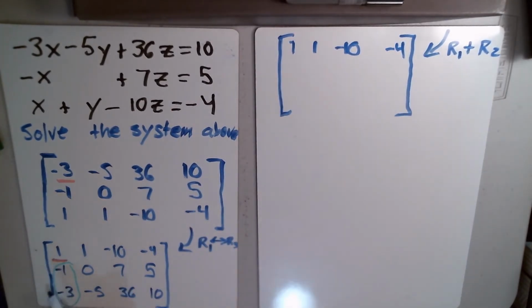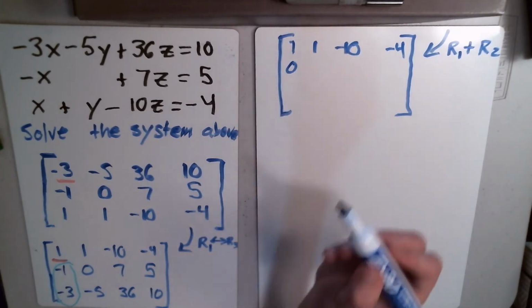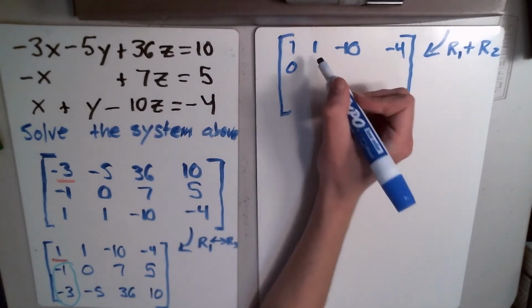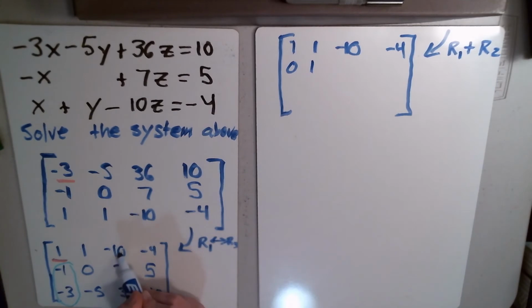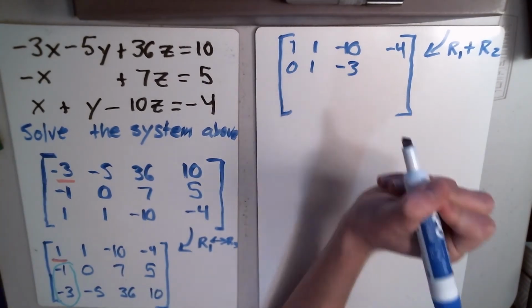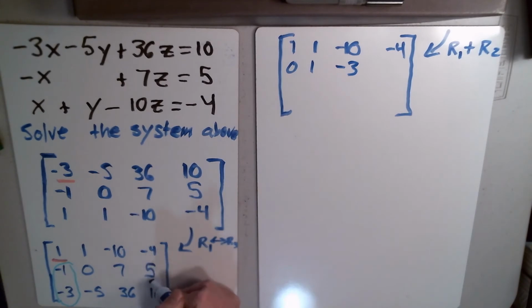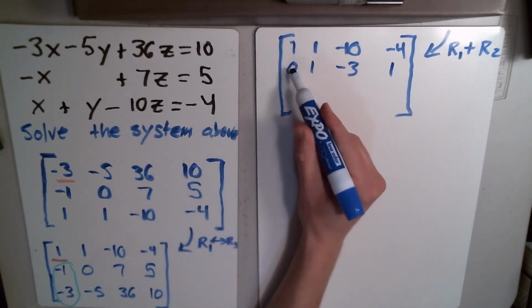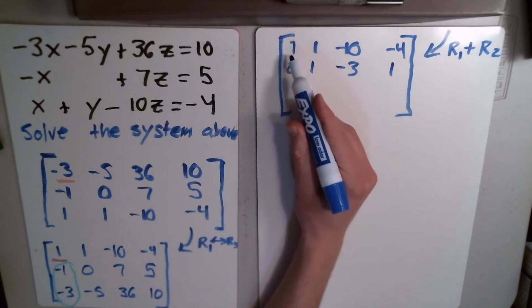Okay, so 1 plus -1 is 0. 1 plus 0 is 1. -10 plus 7 is -3. -4 plus 5 is 1. Okay, so now we got a 0 in this spot below this leading 1.